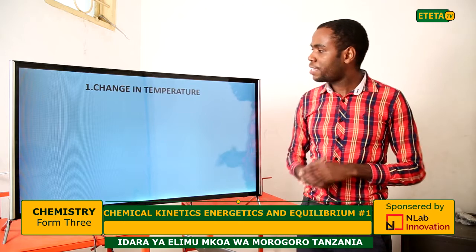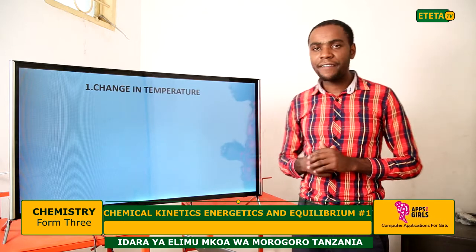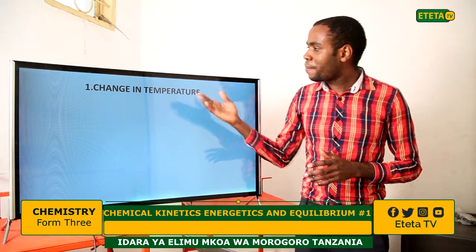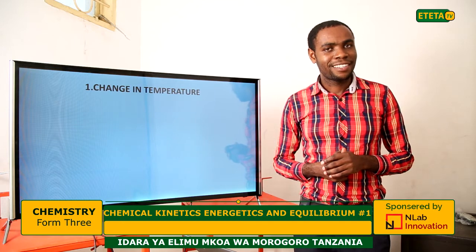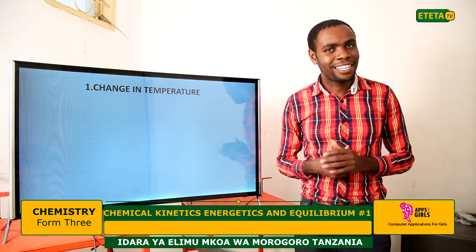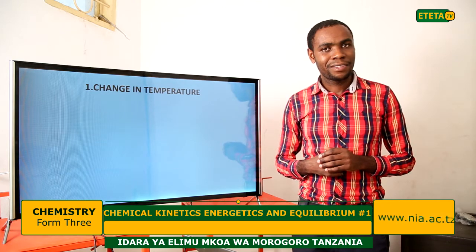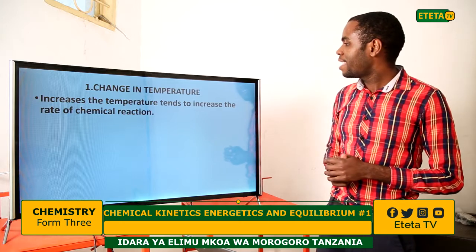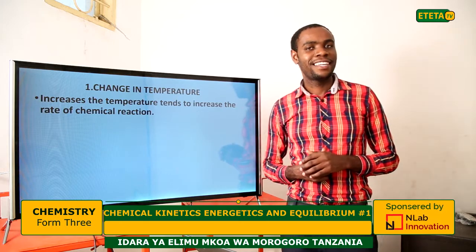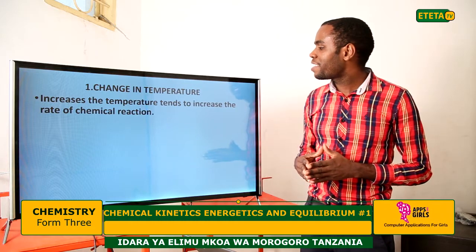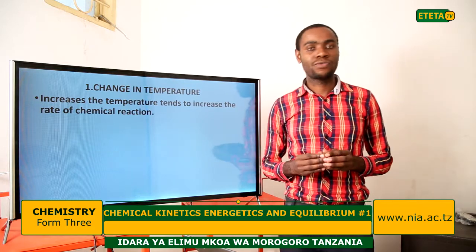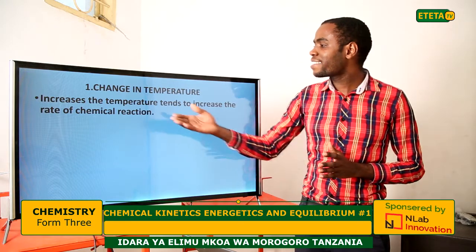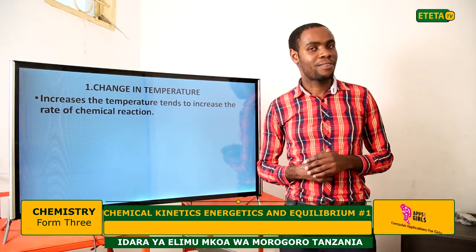Starting with change in temperature. How does change in temperature affect the rate of chemical reaction? Students, can you explain? Now, an increase in temperature tends to increase the rate of chemical reaction, and vice versa is true. I mean, a decrease in temperature tends to decrease the rate of chemical reaction. So, why does an increase in temperature tend to increase the rate of chemical reaction? What's the reason behind it?